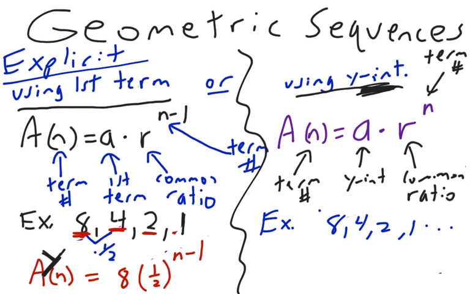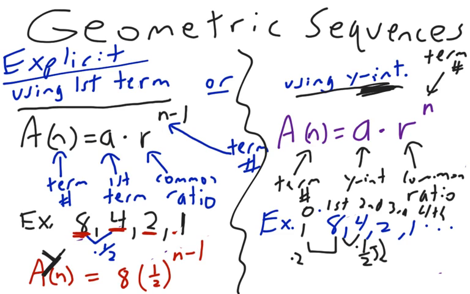So 8, 4, 2, and 1. Remember, we can make a table out of this. So that's really my first term, second term in the sequence, third, and fourth. And for the Y-intercept, we need the 0 term. So if we go back here, remember we're multiplying by 1/2. What's the inverse of multiplying by 1/2? You could say dividing by 1/2, or that's the same thing as multiplying by the reciprocal. So if we just flip these, we're really just multiplying by 2. So 8 times 2 gives us 16.